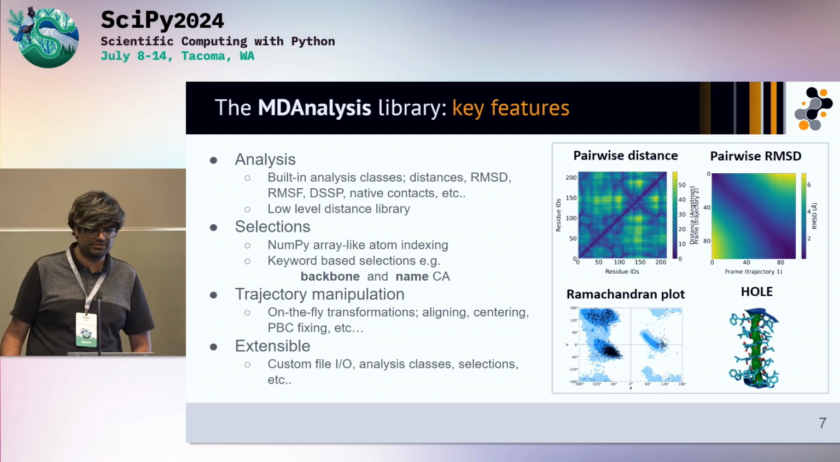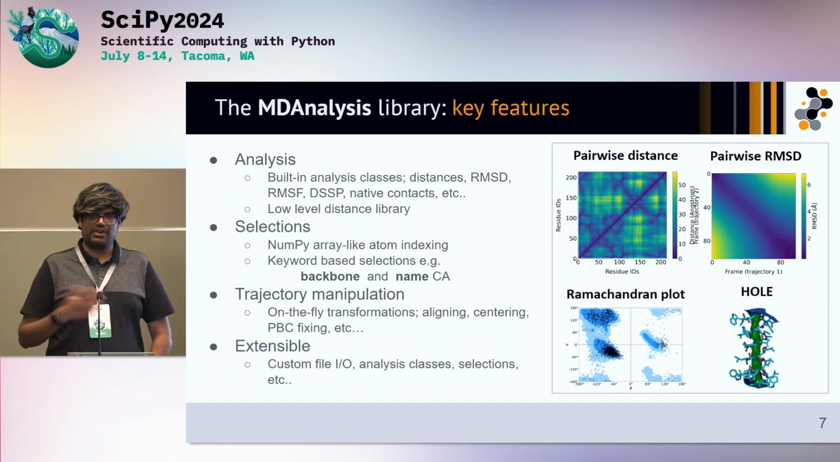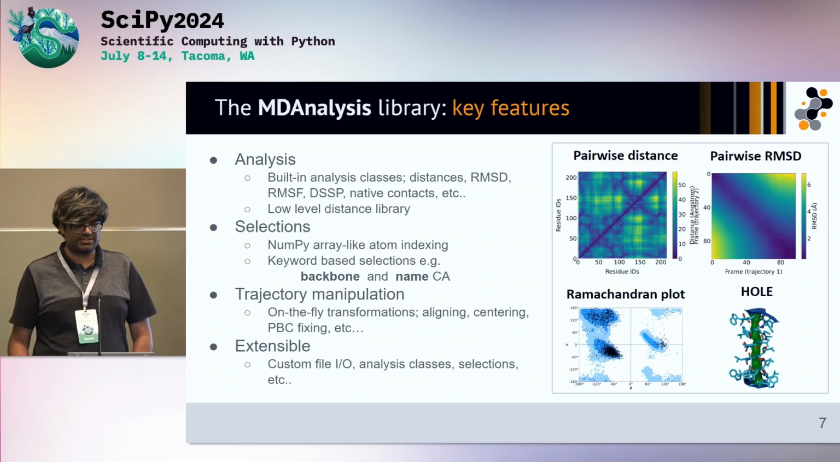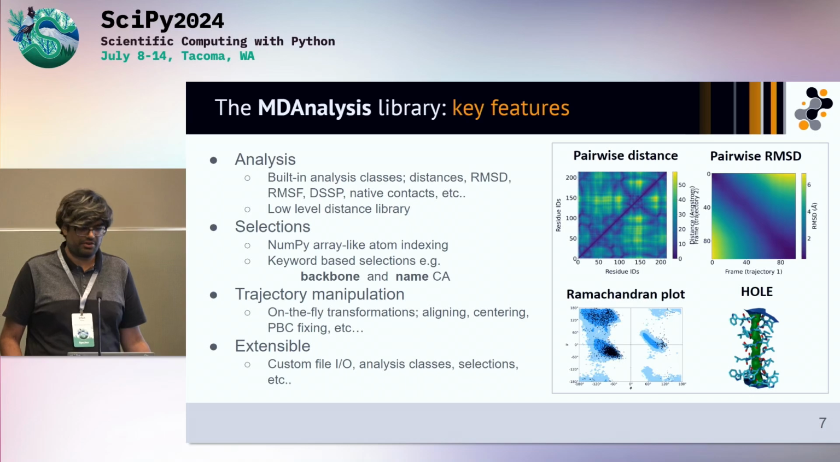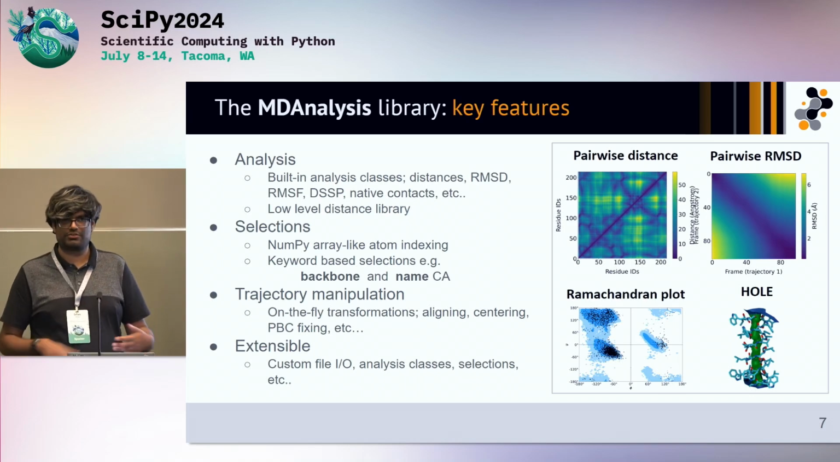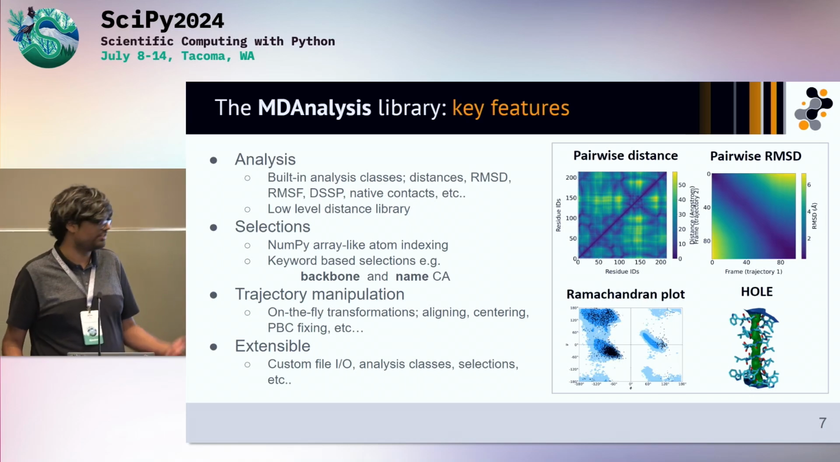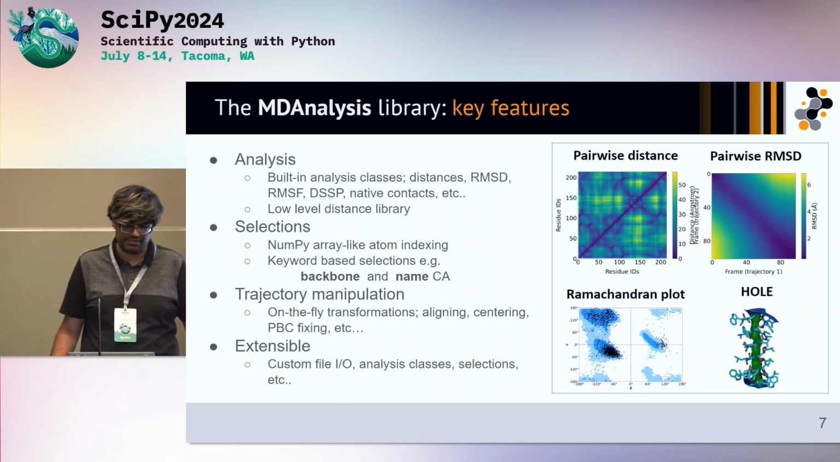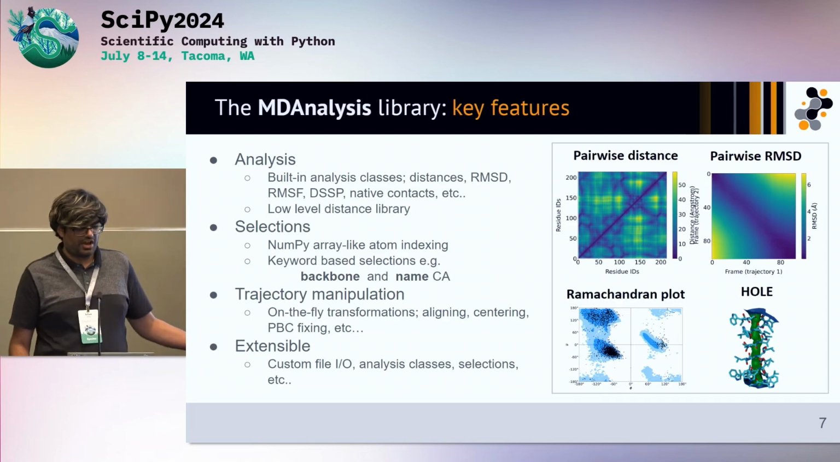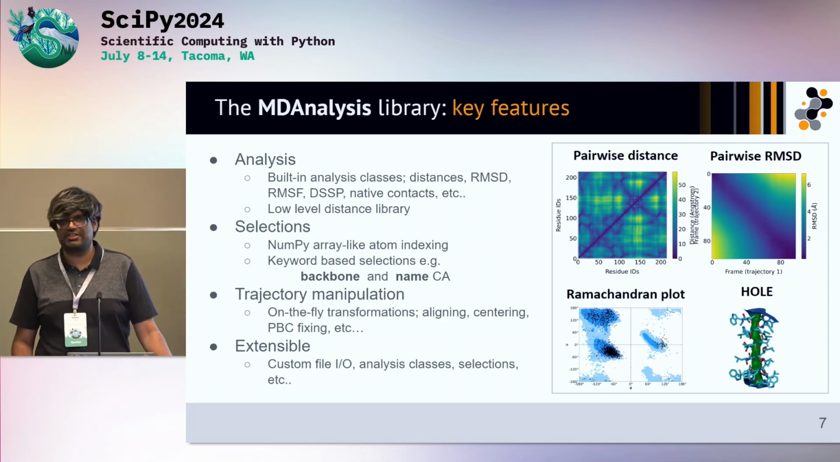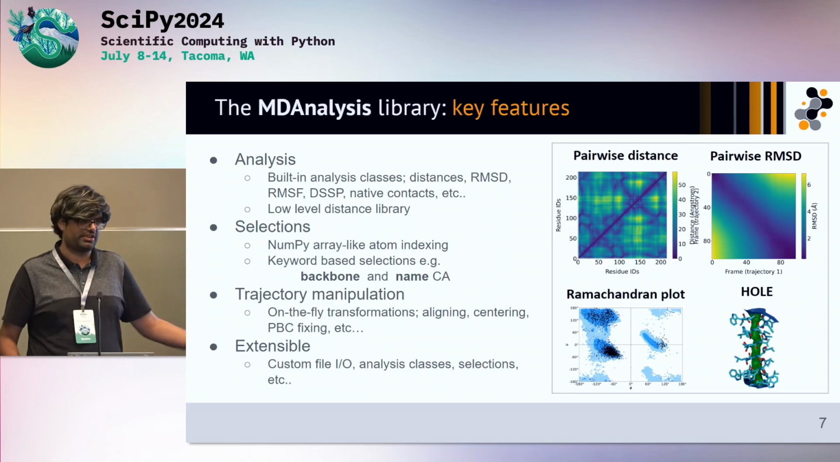We have different ways in which you can sub-select your system, so you can either index your atoms in the way you would a NumPy array, or maybe you want to do some sort of keyword-based representation, so you can, for example, use our select atom methods and say backbone and name CA, and then if you have a protein, it will select the backbone atoms and specifically sub-select your alpha carbons.